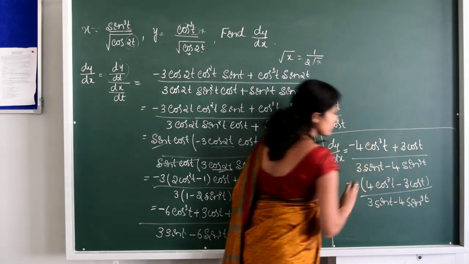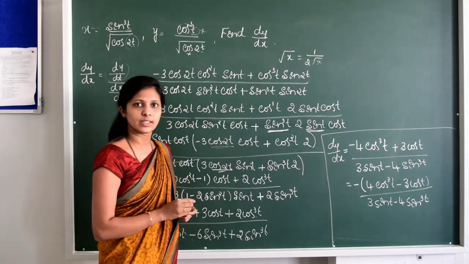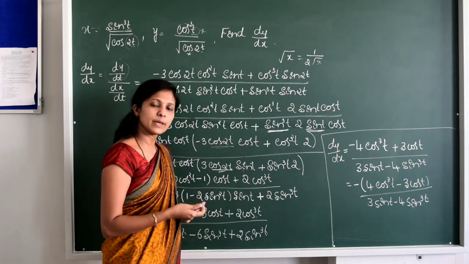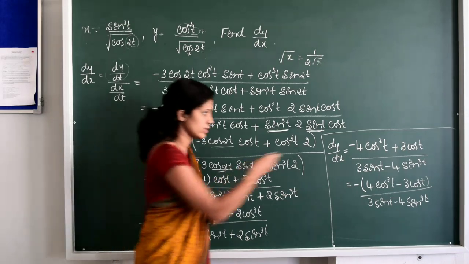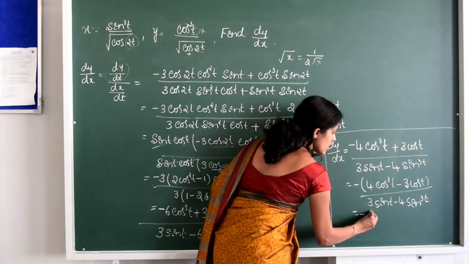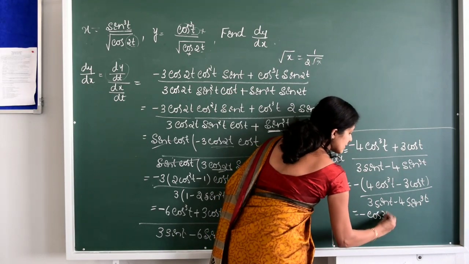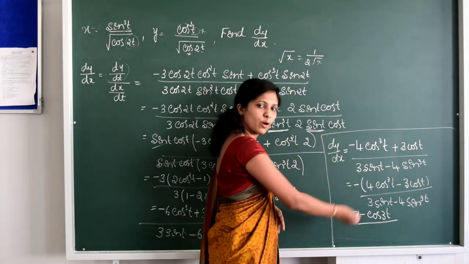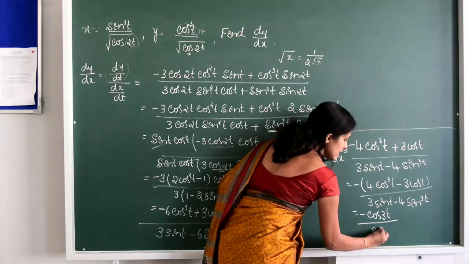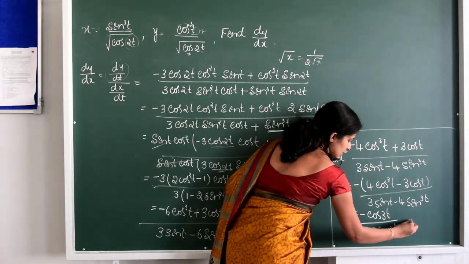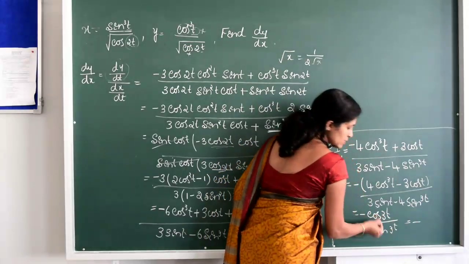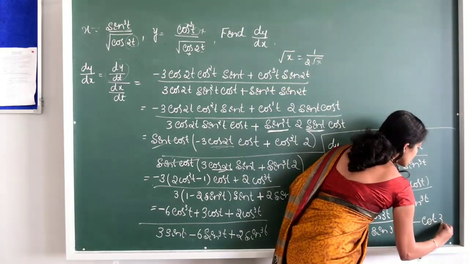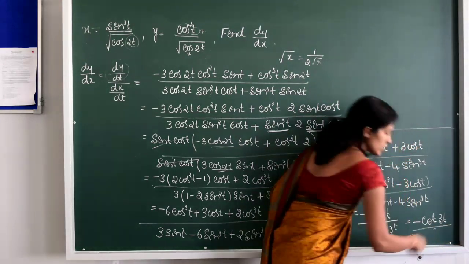Now what is this 4 cos cube t minus 3 cos t? It's a cos 3t formula, right? Cos 3x will be 4 cos cube x minus 3 cos x. So this is the formula of minus cos 3t. Clear? Divided by 3 sin t minus 4 sin cube t. It is the formula of sin 3t, right? Sin 3x. Okay, sorry. So this is now minus cos by sin will be equal to cot 3t. Answer is cot 3t. I hope you understood this one.